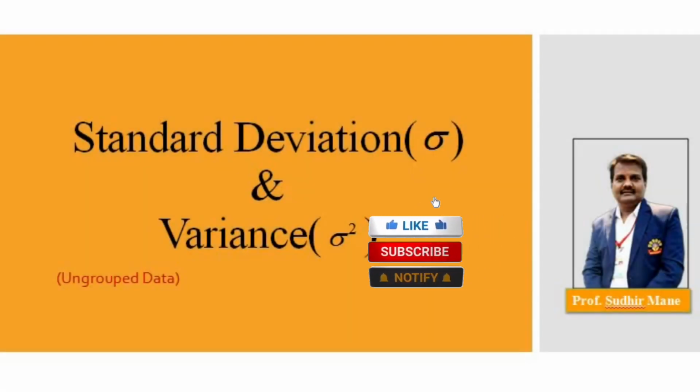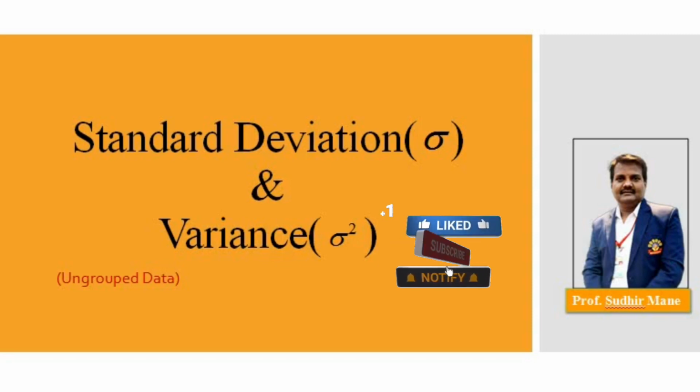Hi friends, today we discuss the measures of variation. In the measures of variation, two topics are the most important: the first is the standard deviation, and the second is the variance. The standard deviation is denoted by sigma, and the variance is denoted by sigma square.